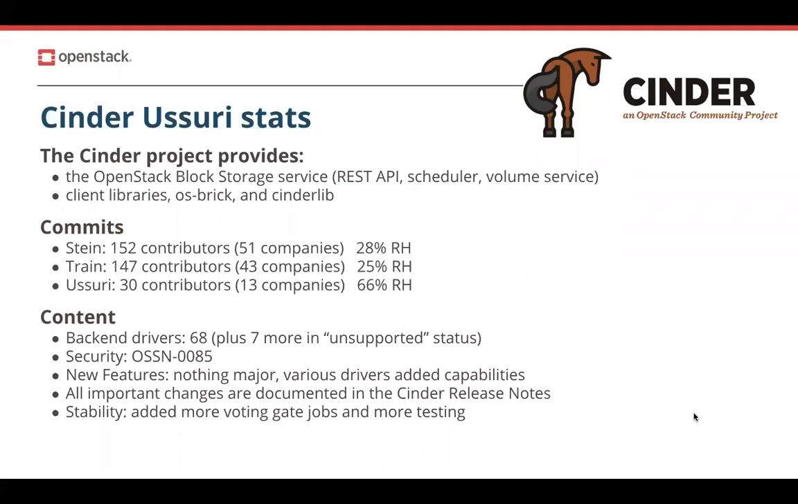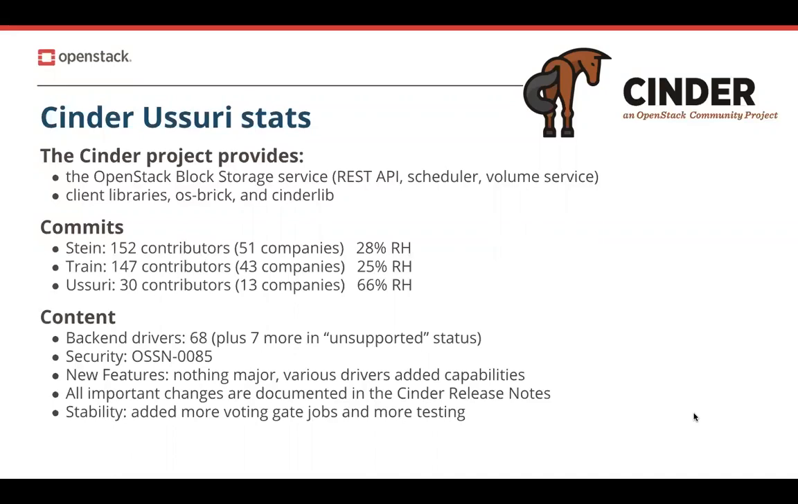Just some things about the project health. I just looked at commits. So if you go on Stackalytics, you can also look for reviews and other things, but this is just the number of commits. So we're seeing a trend that's a little distressing, well, very distressing. Right, so Stein and Train had roughly 150 contributors from around 40 to 50 companies. And in Ussuri, we've had 30 contributors from 13 companies. So this data is from the latest on Stackalytics, from April 22nd. I don't imagine a lot of stuff has changed.